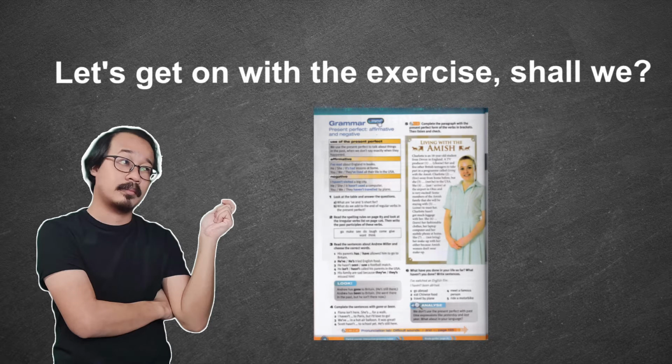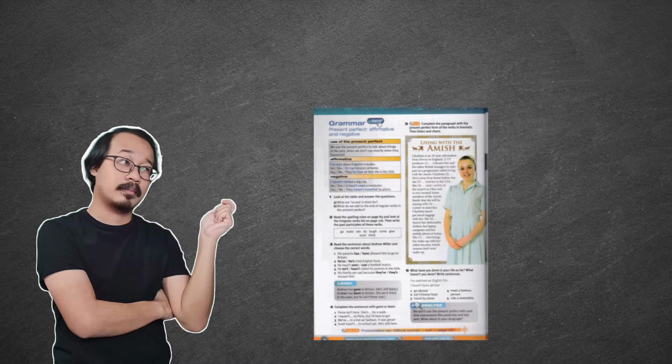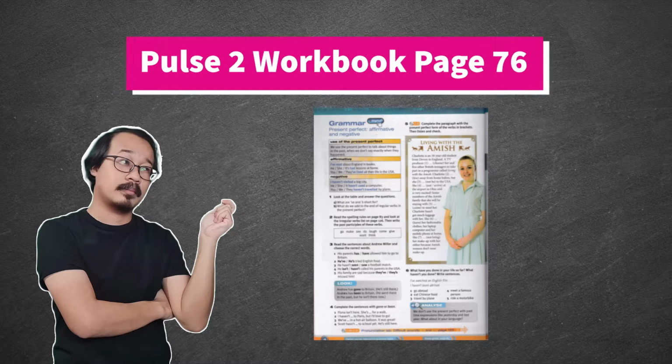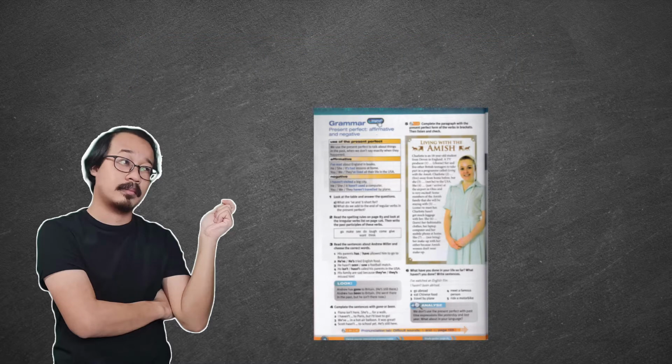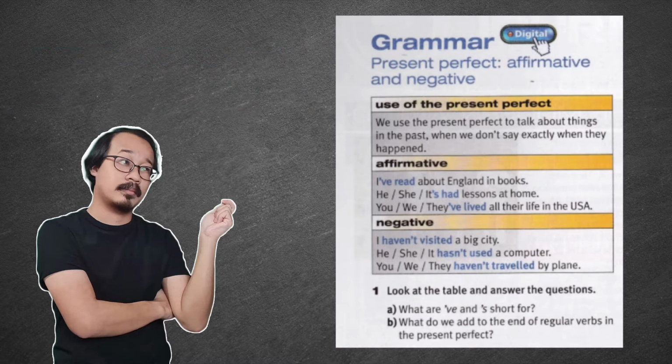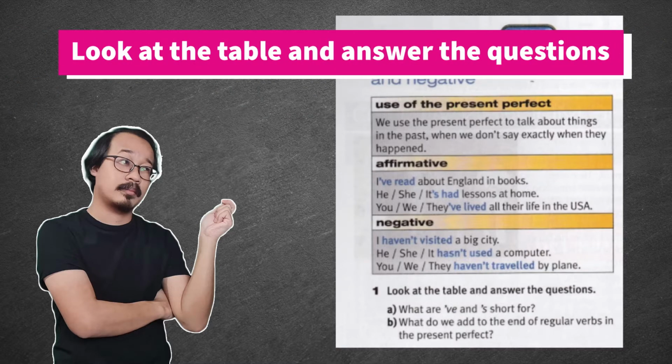For this, I need you to open up your Pulse 3 textbook and turn to page 76. If you don't have it, you can refer to your English module. Okay, now let's start with the first exercise. Read the instruction for exercise 1. The instruction is, look at the table and answer the questions. So there are two questions that you need to answer.